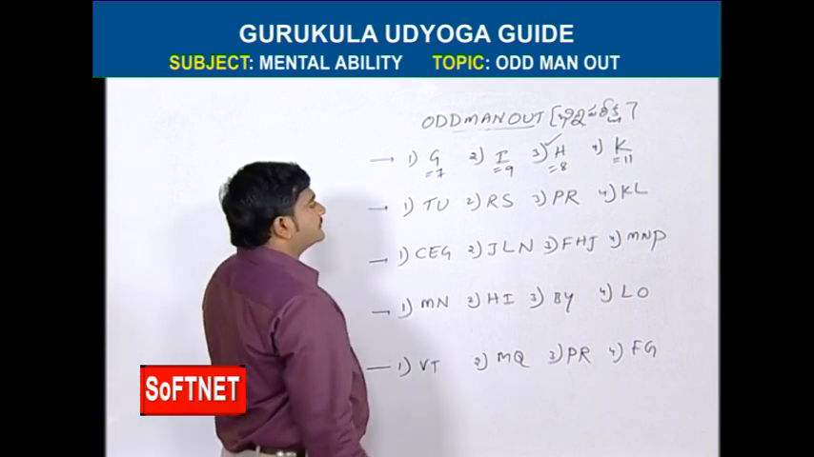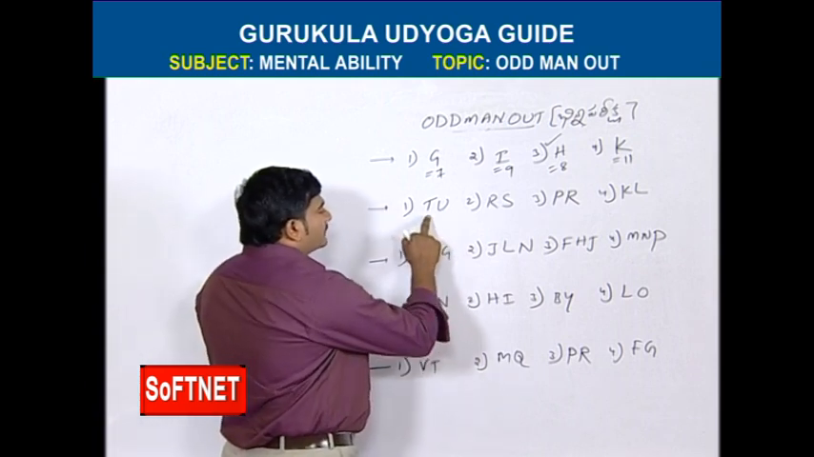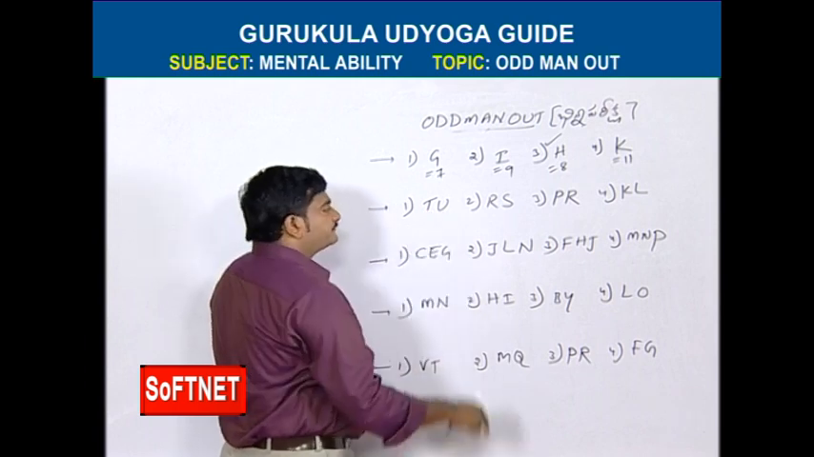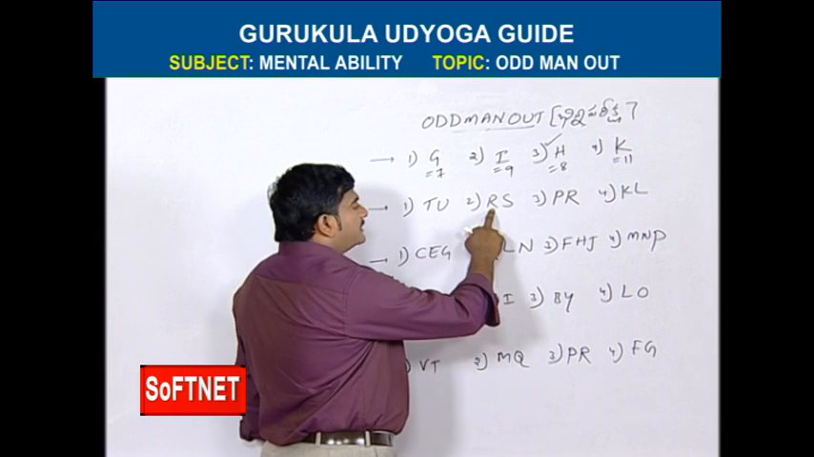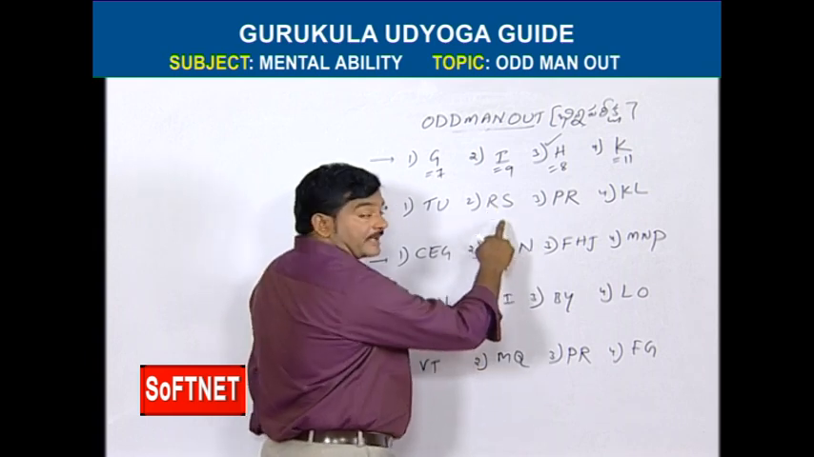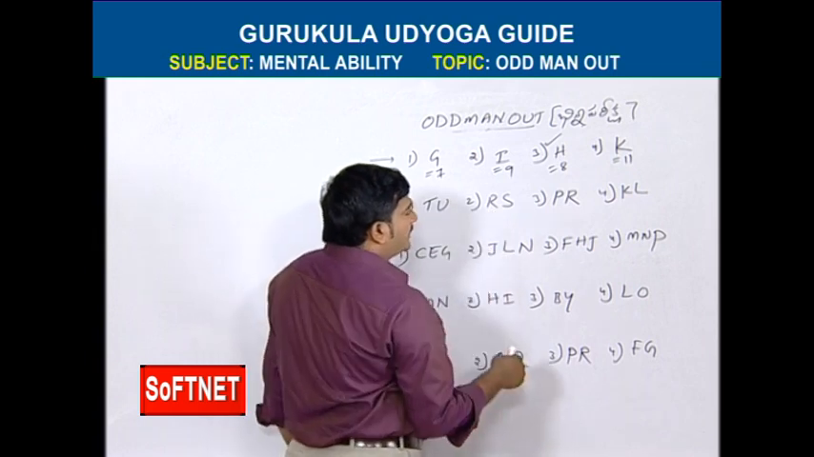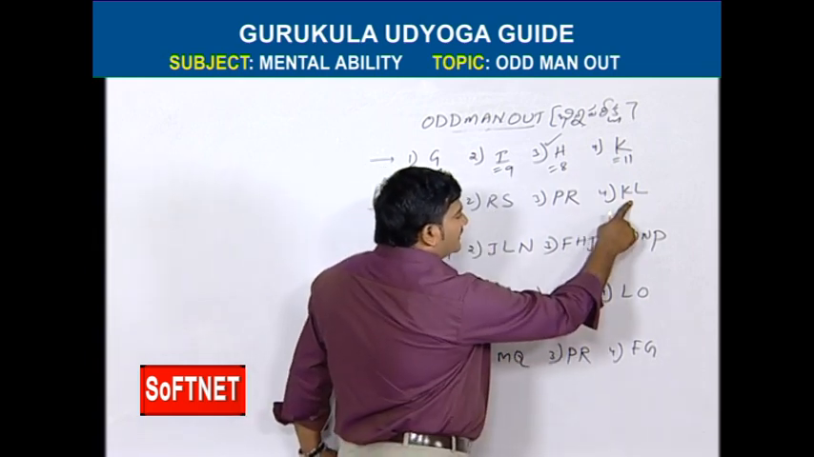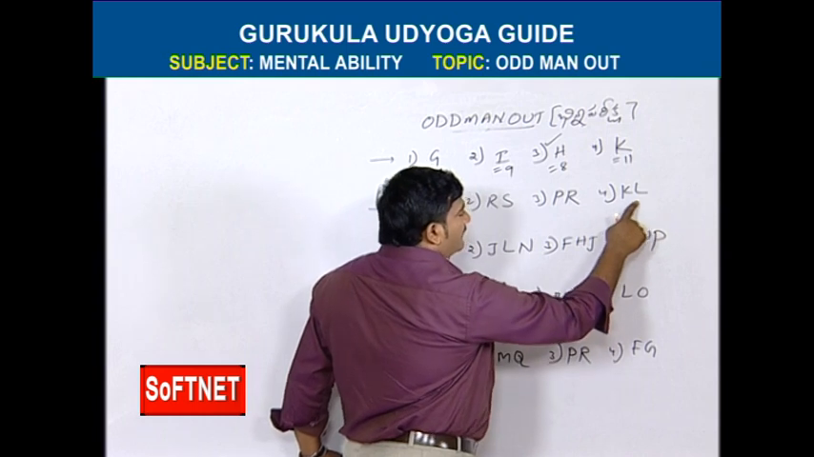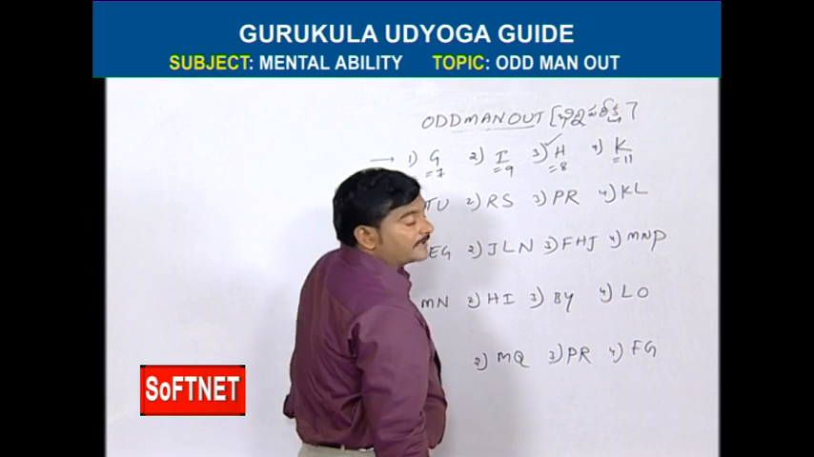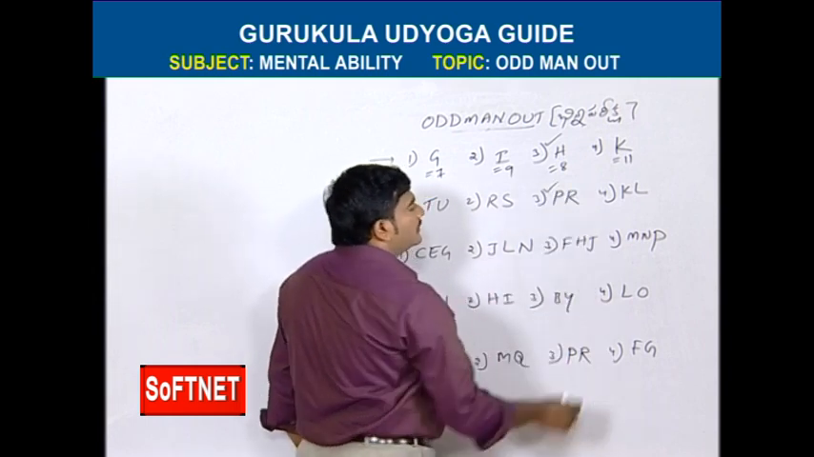That is the concept. TU: T means 20, U means 21. R means 18, S means 19. K means 11, L means 12. P means 16, whereas R means 18. Hence the answer is the third option.